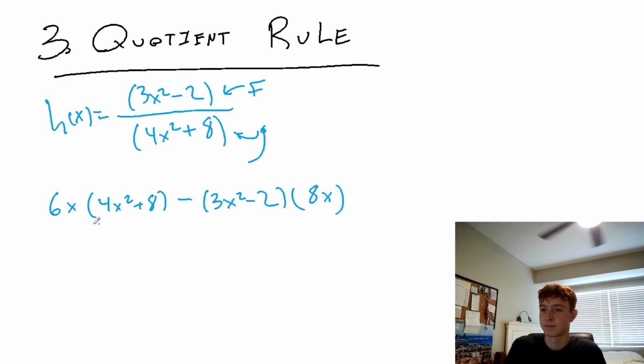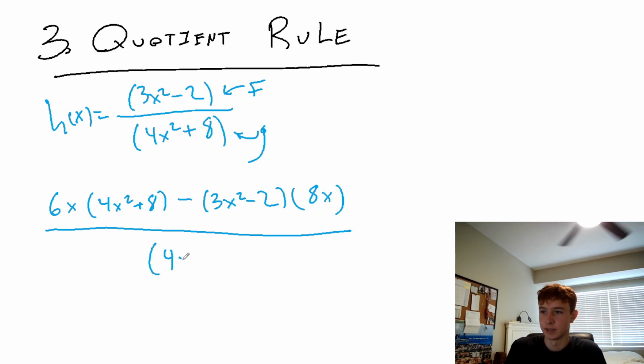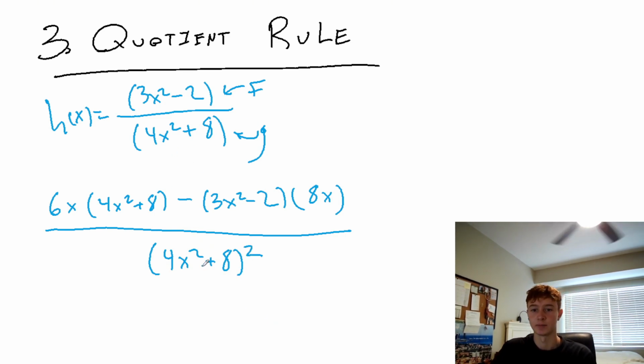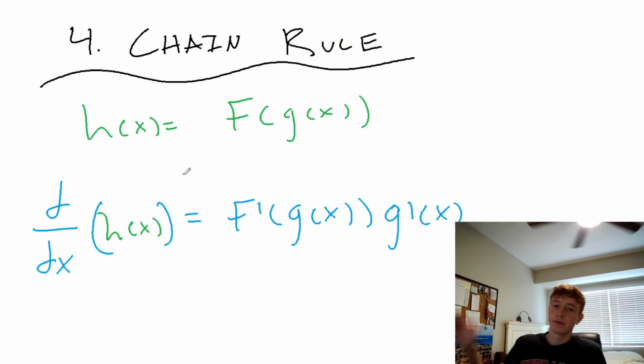which is just 8x. And then we're going to place that all over g squared, so that would be 4x squared plus 8 squared. So we're not taking the derivative of g again on the bottom, we're just keeping it as it is and squaring it. So that's what the quotient rule looks like in practice. So now we have the chain rule.